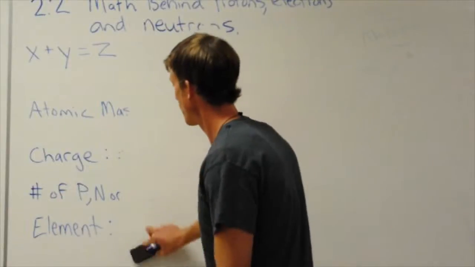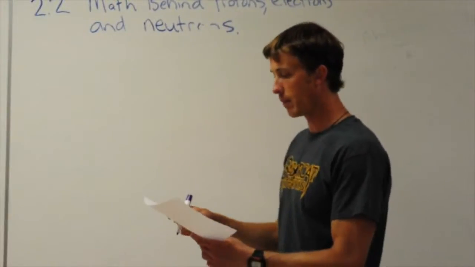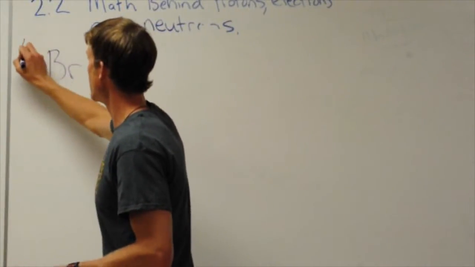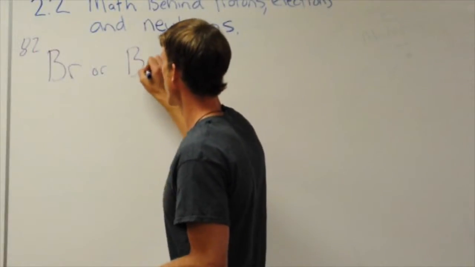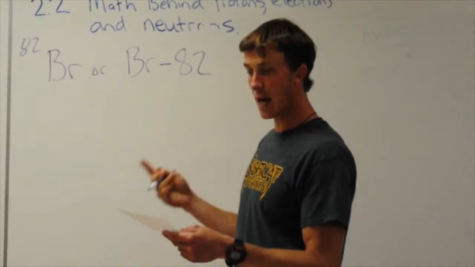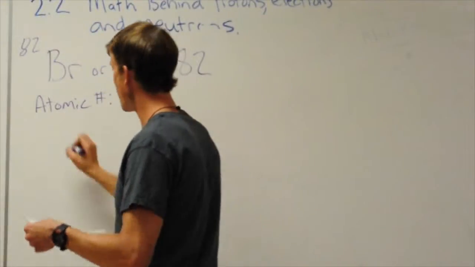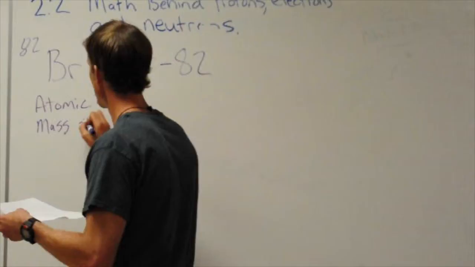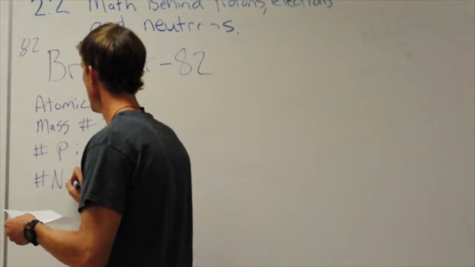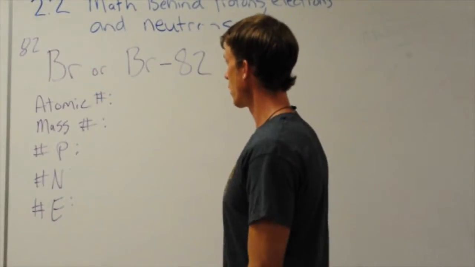I'm going to use one of your homework sheets as an example, but I'm going to change it up a little bit. I'm going to say Br, and it says 82. I can write that as Br 82 here, okay? So I want to know the atomic number, the mass number, the number of protons, the number of neutrons, and the number of electrons. The rest of the stuff, don't worry too much about. These are the things that you need to know.